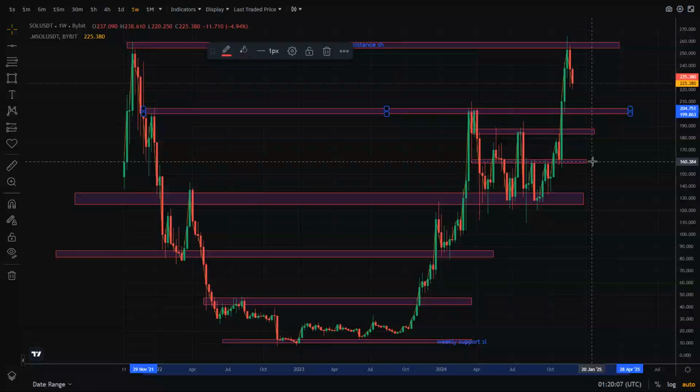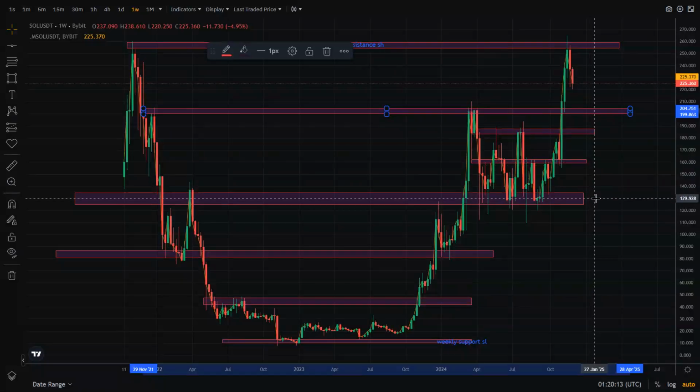During this bull run, I know the price of Solana won't come down to $160 and probably won't come down to $130. So this is not a recently respected level. So what are the recently respected levels?